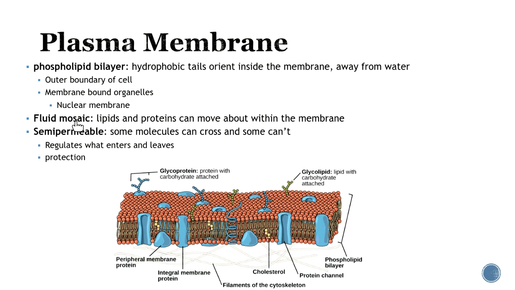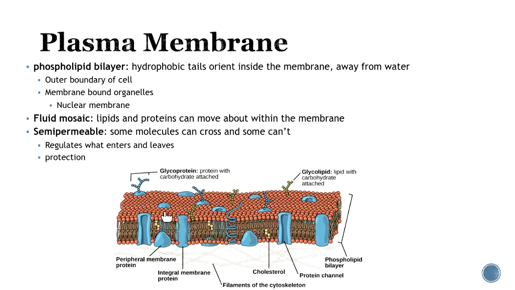plasma membrane. I'll use this term fluid mosaic model to talk about it. The reason I do that, I want you to appreciate that the plasma membrane, it's not static. It's kind of loosey-goosey. It's flowing. Things are moving around. It's not rigid. And it's also got different components to it.